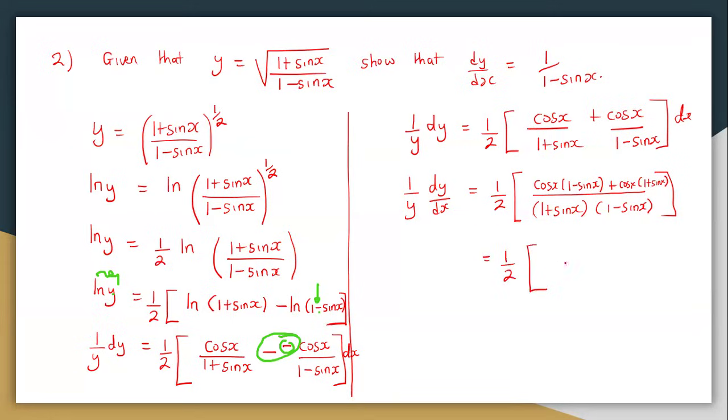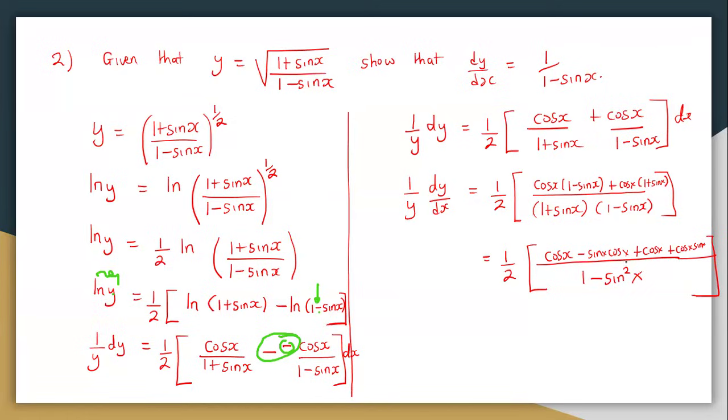So when cos enters, I'll have cos of x minus sine x cos of x plus cos of x plus cos x sine of x. Then if you want, you can now multiply the denominators. So when you look at the denominators, that is the same as 1 minus sine squared x.